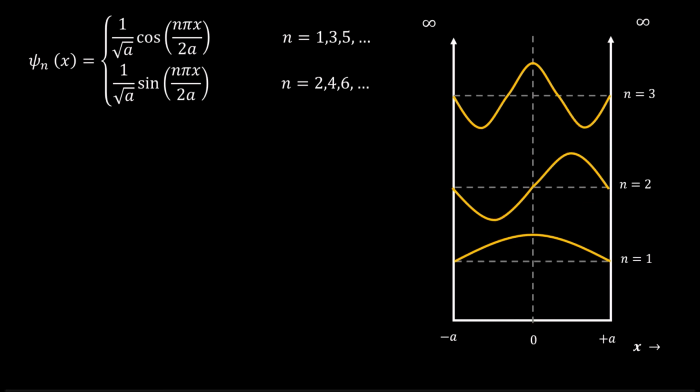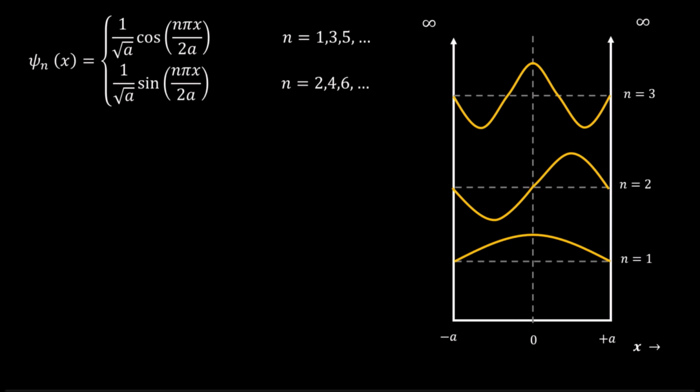You can see that the wave functions corresponding to the odd quantum numbers are symmetric, that is ψn(−x) is the same as ψn(x), and the wave functions corresponding to even quantum numbers are antisymmetric. That means ψn(−x) is equal to minus ψn(x).